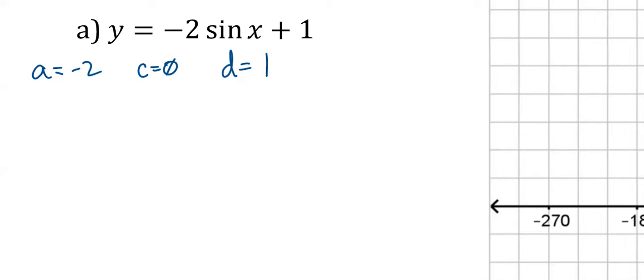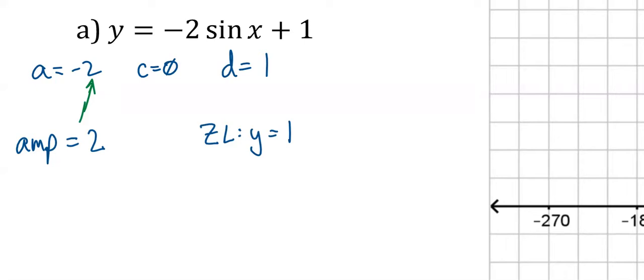And what you need to know is, where do you get the amplitude from and where do you get the 0 line from? Because remember, that's what we're starting with. The amplitude is 2. It comes from the A value, but it doesn't include the sign. The amplitude is always positive. And the 0 line is 1. It comes from the D value. See, again, if you didn't know these things, you wouldn't be able to do this. These are the things that you need to just know.